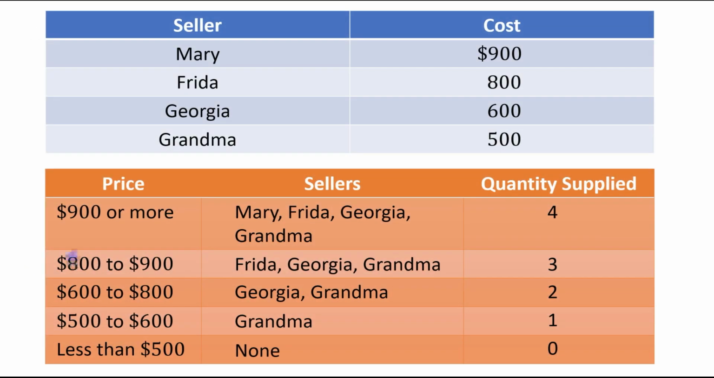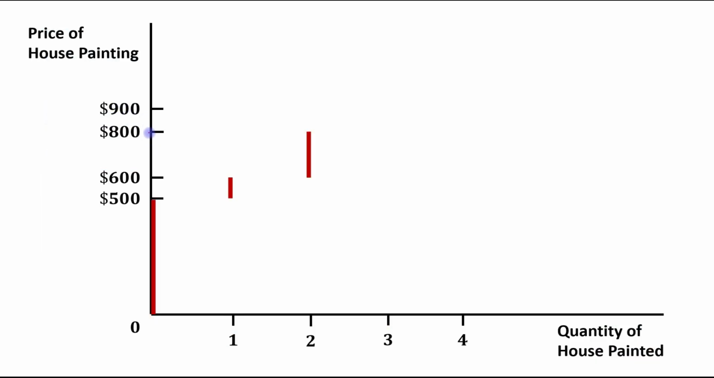Next, when the price offered is between $800 to $900, quantity supplied is 3. So you can draw the supply curve like this.